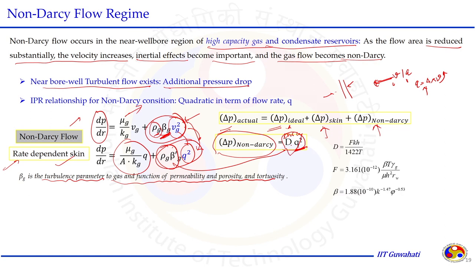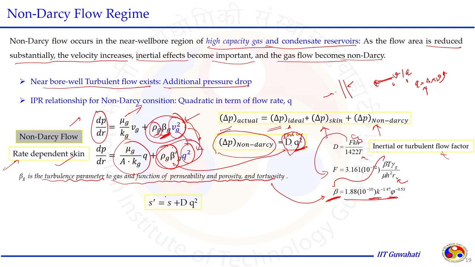This D is the parameter that is also called the inertial or turbulent flow factor, that accounts for the permeability, the pay zone thickness and temperature. The F factor that is appearing in the D is actually accounting for some more properties of the fluid and the reservoir, including the wellbore radius. And the beta that is appearing here is actually a function of K and phi. These are the reservoir properties, permeability and porosity. If we combine both the skin factor and the non-Darcy factor, this is called the apparent or total skin factor. So it means the deviation from the ideal behavior can be expressed as a total skin factor.